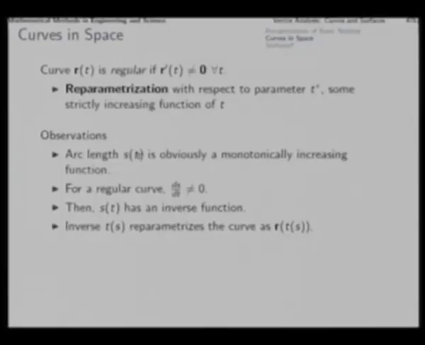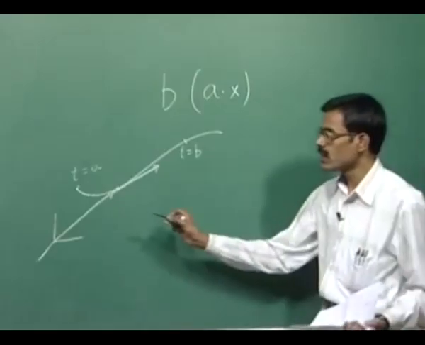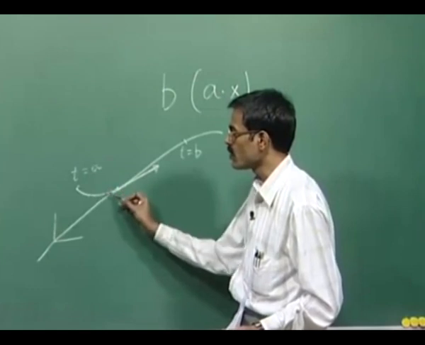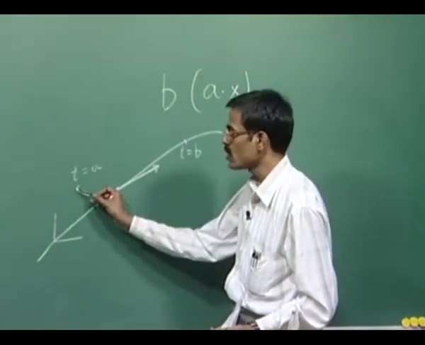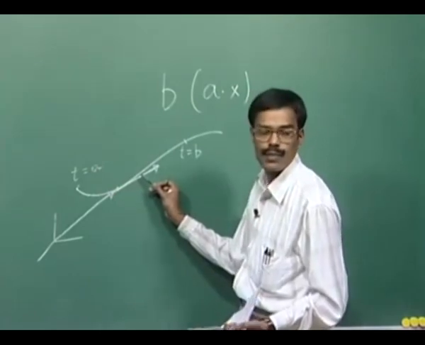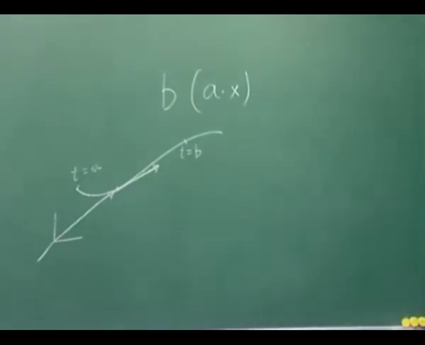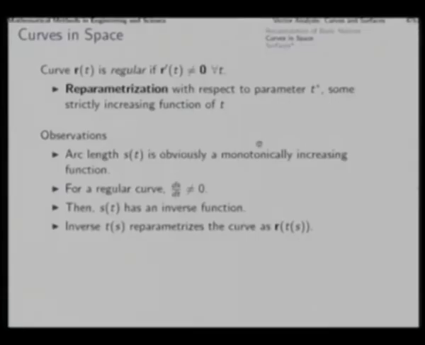Now, if you check the arc length function as a possible parameter, then first you note that the arc length s of t is obviously a monotonically increasing function. That is, as t increases along the curve, you keep on getting values of s which are continuously increasing. Next, for a regular curve, if r prime is not 0, then ds by dt will not be 0, and in that case the arc length function s of t has an inverse.